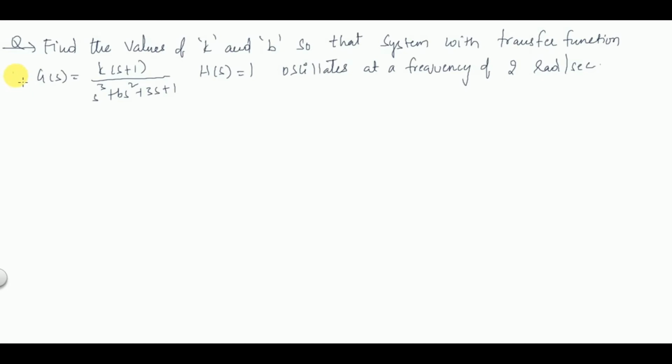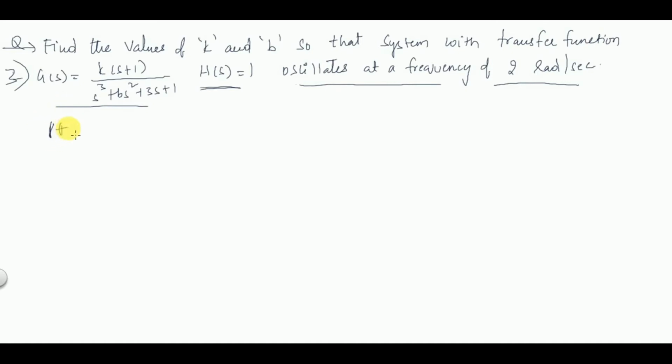Right, we'll see the third question here. Find the values of k and b so that the system with this transfer function and feedback oscillates at a frequency of 2 radians per second. So this is the question given for you. So how to solve this? First of all, you have to find the characteristic equation.